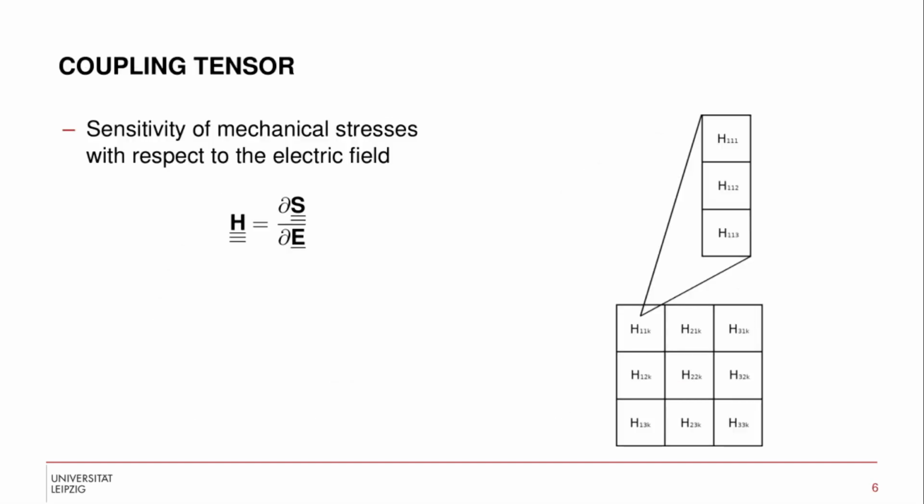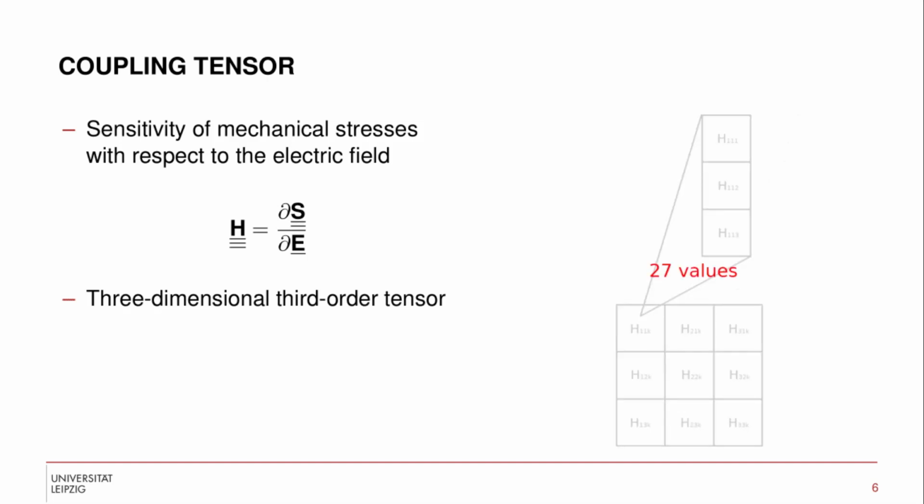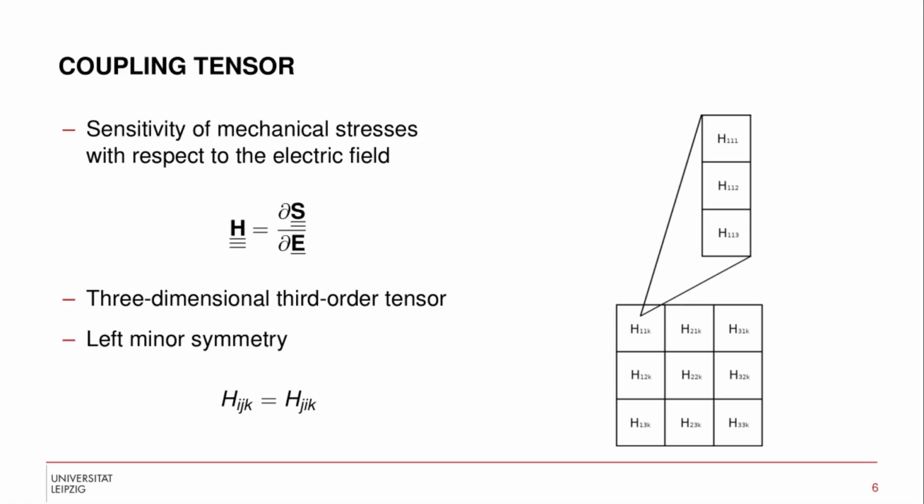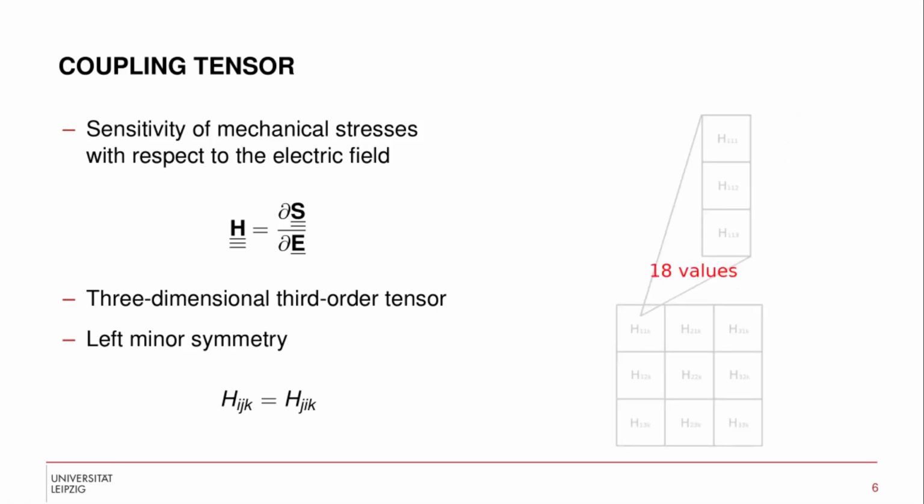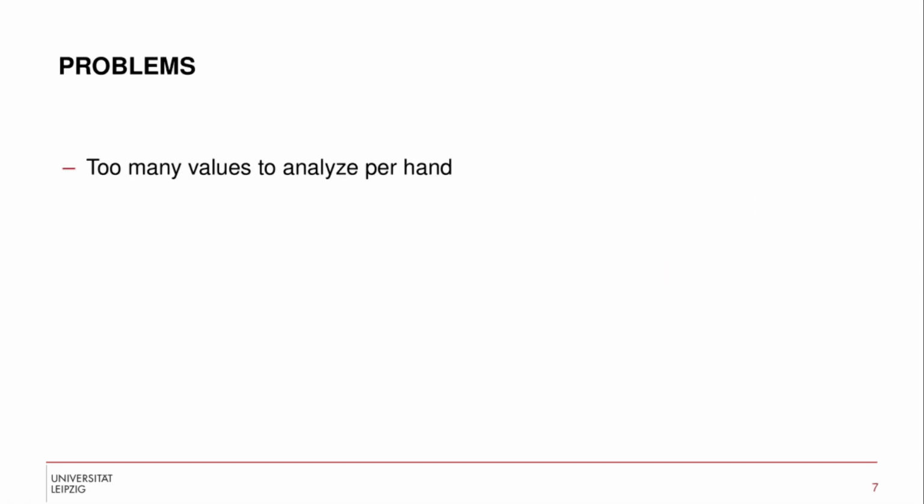This example can be described by the coupling tensor. It is a tensor that describes the sensitivity of mechanical stresses with respect to the electric field. And it is a three-dimensional third-order tensor, so there would be 27 values, but due to the left-minus symmetry, there are only 18 values. There are many problems that come with these higher order tensors, and the first one, of course, is that there are too many values to analyze by hand.